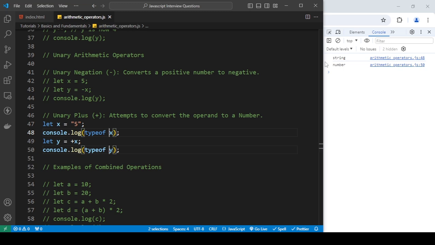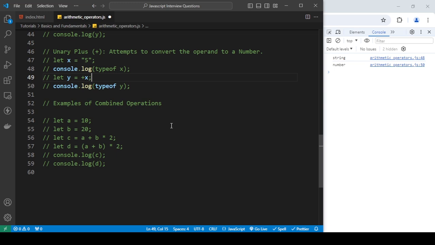As you can see, the first one, which is x, is a string, but I'm saying convert this variable string into a number and put that in y. So this is turning it into a number. So that's what's happening here. If you want to turn a string into a number, you just add a plus to that variable. That's it.